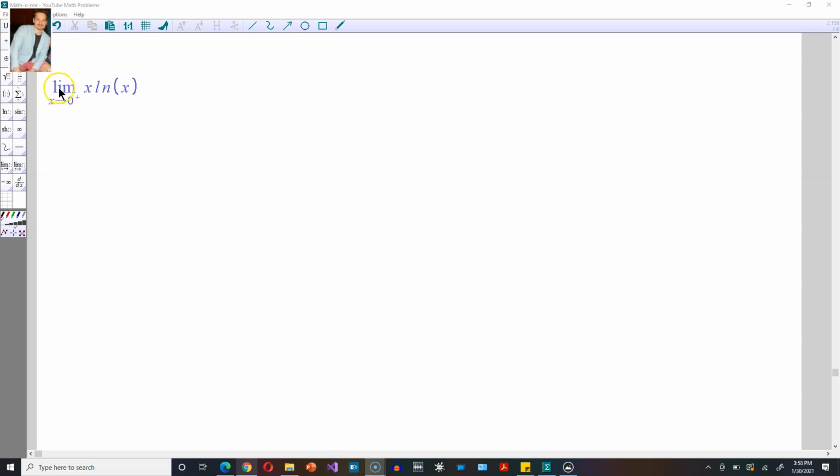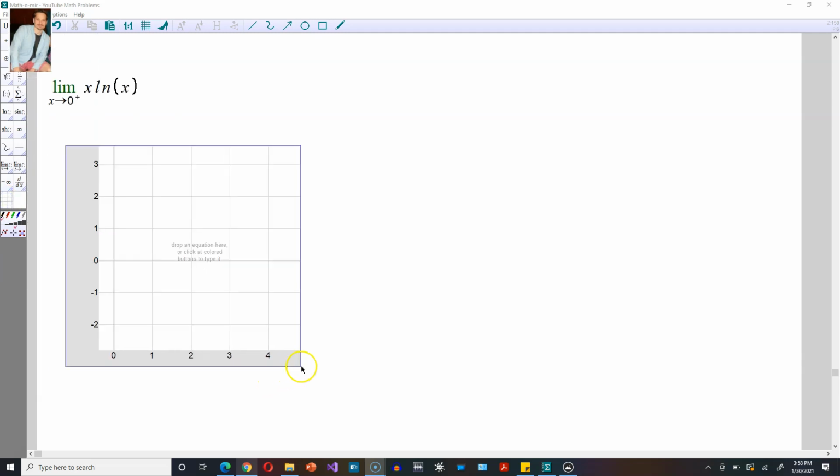Welcome friends, in this one let me show you how to find the limit as x approaches 0 from the right side of x times ln of x. So first it will be helpful if you recognize a particular form.